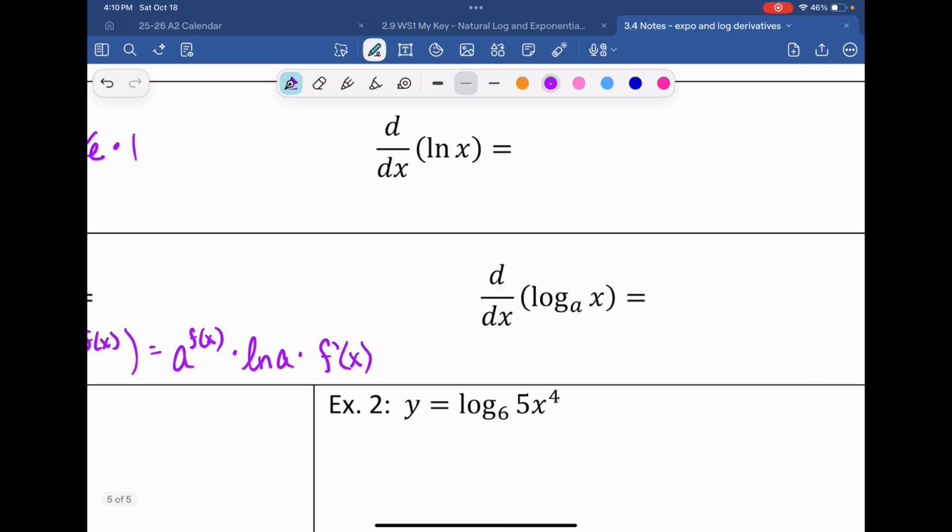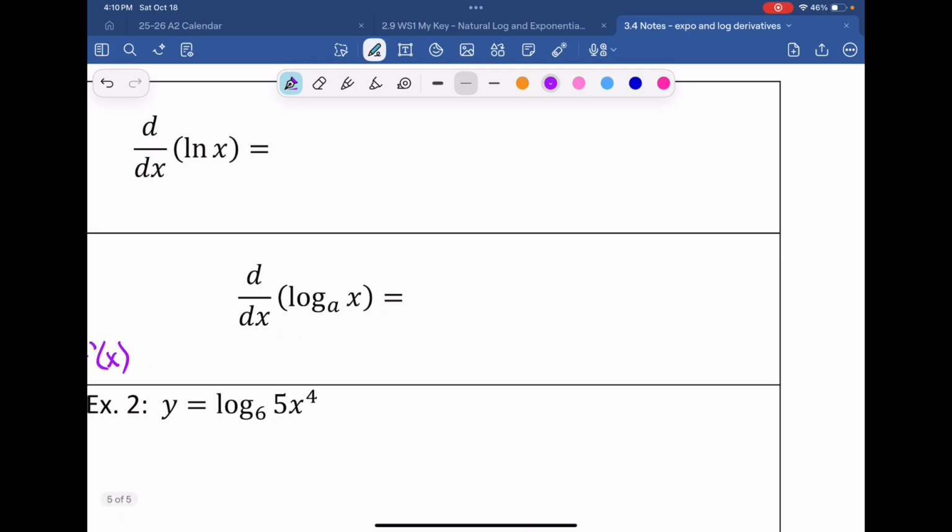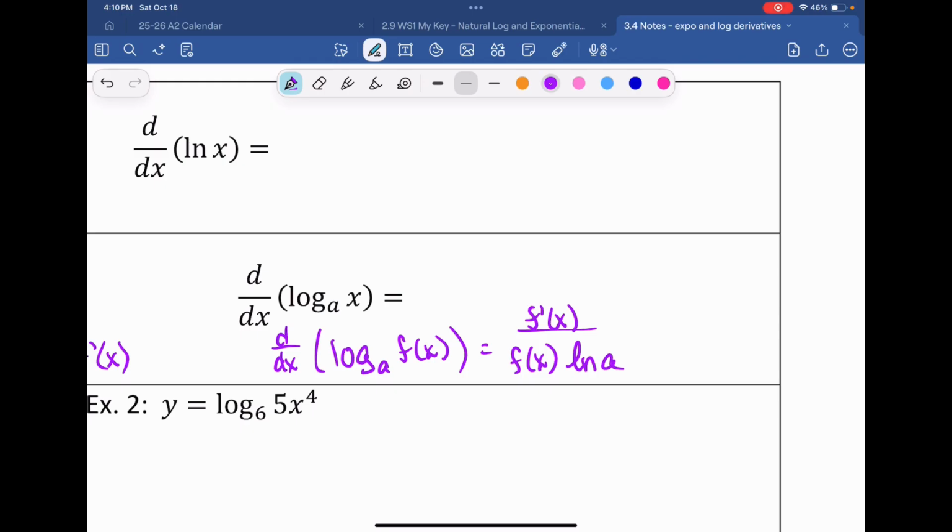Now the derivative of the logarithm. Again, we're going to consider it so that it is not log base a of x, but log base a of f of x. It is f prime of x, the derivative of the argument, over f of x times the ln of a.